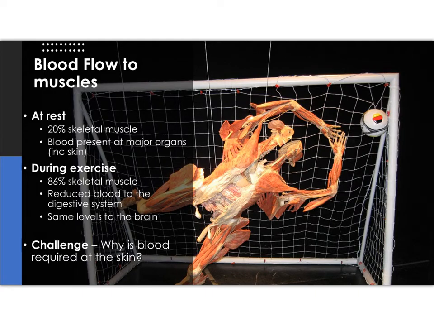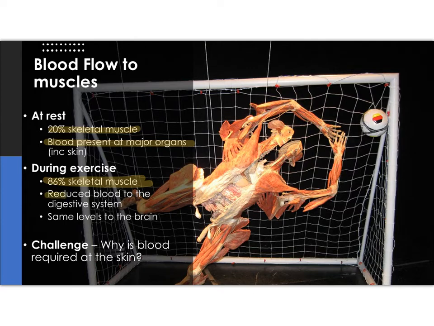So let's have a look at some numbers. Blood flow to the muscles at rest, 20% of blood is at the skeletal muscle, as opposed to during exercise when there is 86% skeletal muscle. So it goes from 20% at rest through to 86% during exercise. At rest, the blood is split between all the major organs, and don't forget the skin is an organ. It's the largest organ in our body.